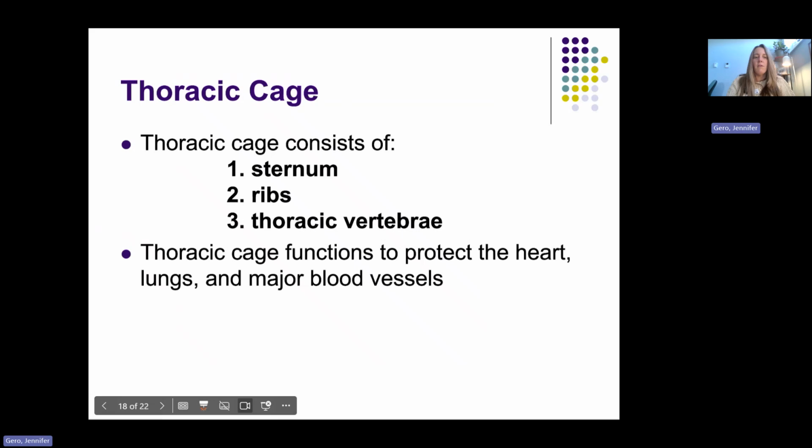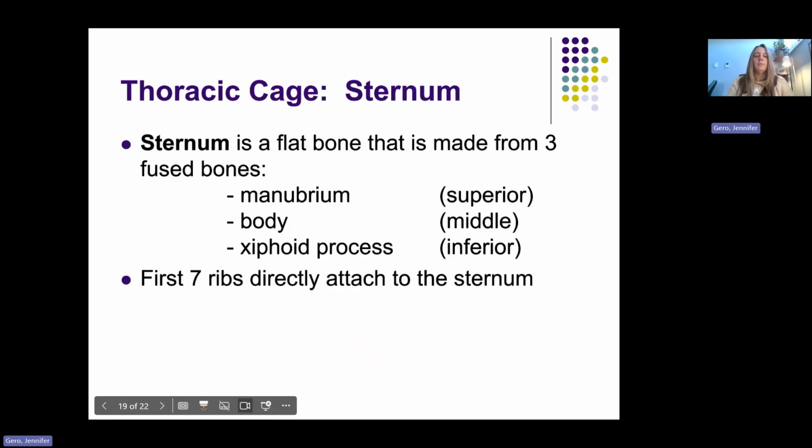And then lastly, we have our thoracic cage, which is going to consist of the sternum, the ribs, and our thoracic vertebrae. Okay, so our sternum. It looks like a bug upside down here. The sternum is a flat bone and it has 3 pieces. This is the anterior side. It has the manubrium, the body, and the xiphoid process. This little piece down here.